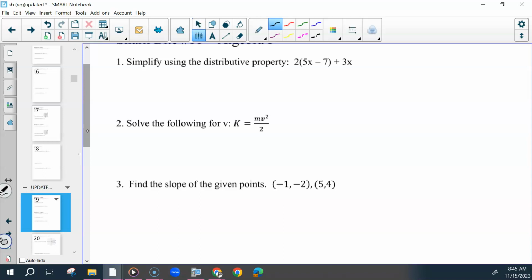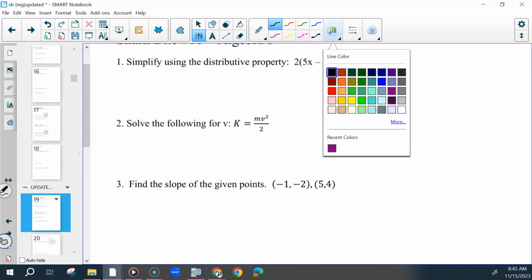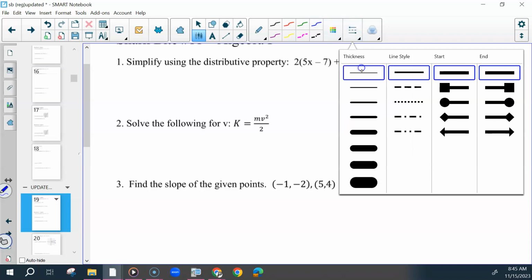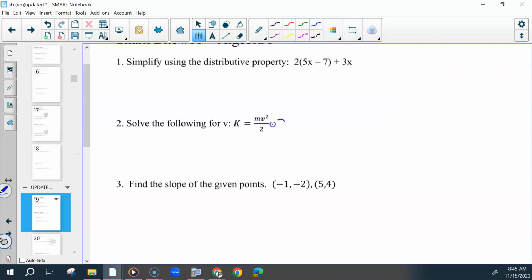So we are solving for v. We have to get v by itself. We have to first get rid of 2 by multiplying it to the other side. So we have 2k equals mv squared. Then we could get rid of m by dividing on both sides.